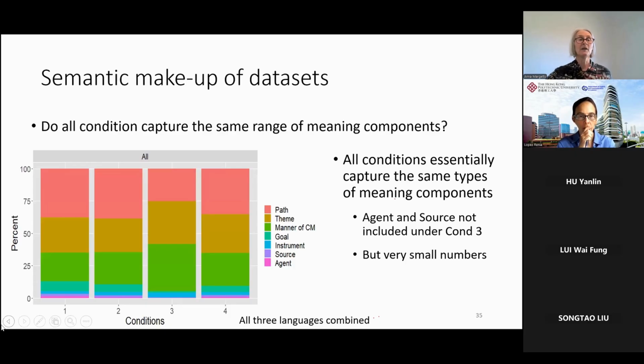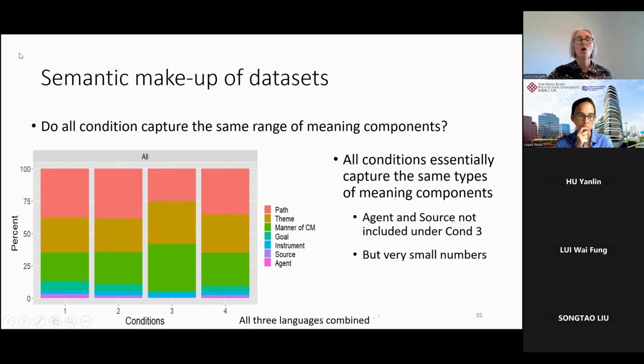So let me walk you through this graph. We now have each bar representing one condition. The right graph here is condition 1, which is all our gestures. Condition 2, the gestures occurring with the verb. Condition 3, only gestures which express caused motion. And then condition 4, only gestures which temporally align with co-expressive speech. The colors are the different meaning components.